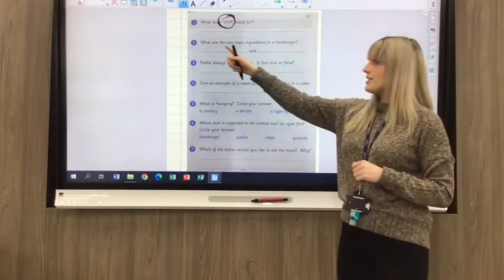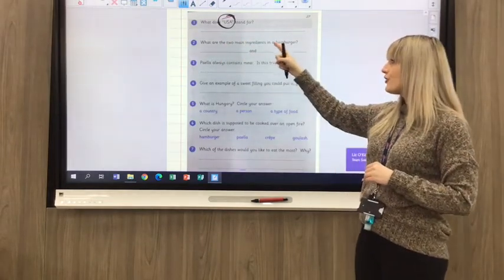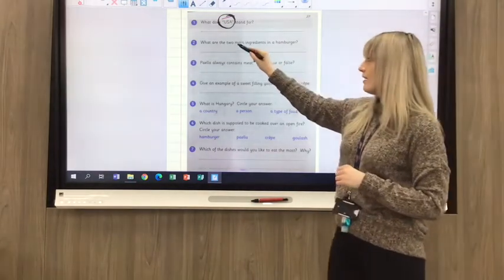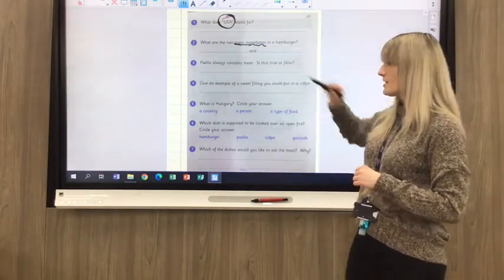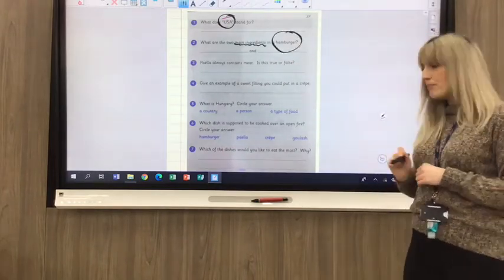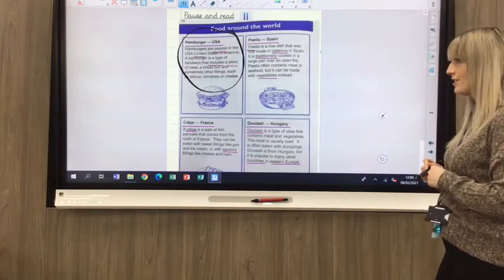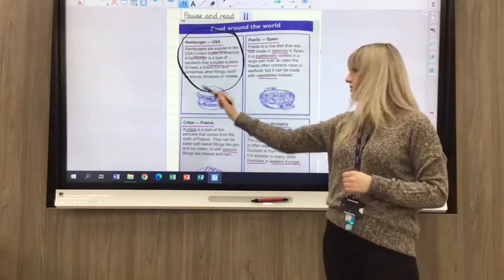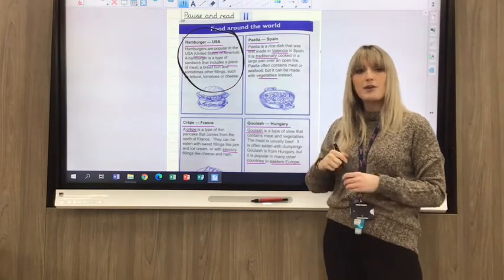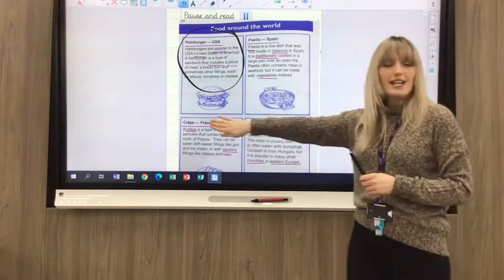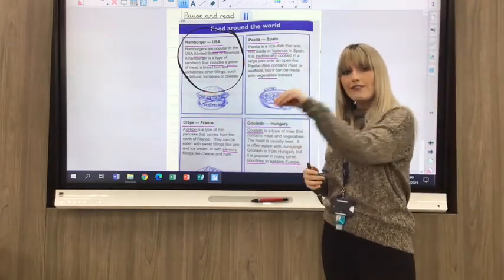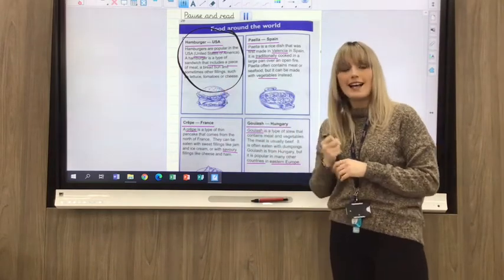The next question says, what are the 2 main ingredients in a hamburger? Well, keyword there, main ingredients, and I know it's asking about a hamburger. So if I look at my section, straight away, I can see that picture of a hamburger. I know my answer is going to be in that paragraph. So I wouldn't need to read all of these sections again. I'd only need to focus on retrieving and fetching the information from this section.